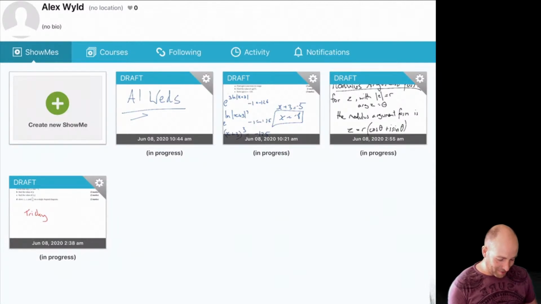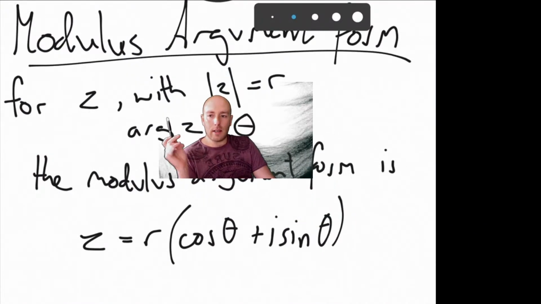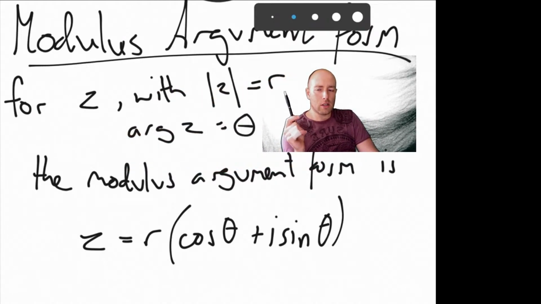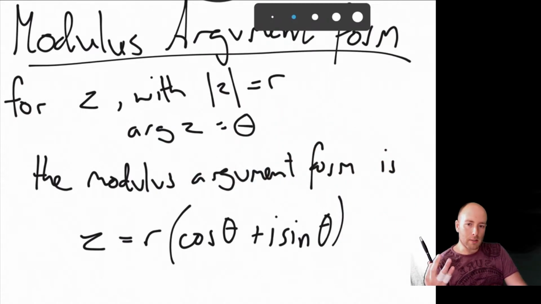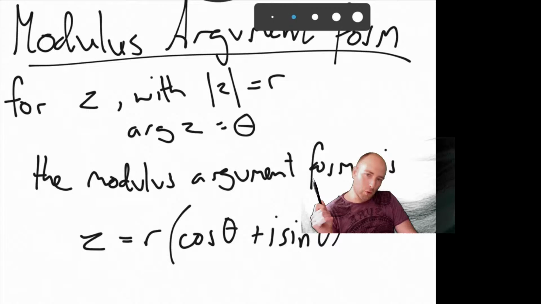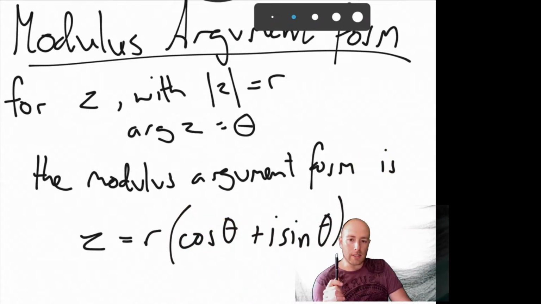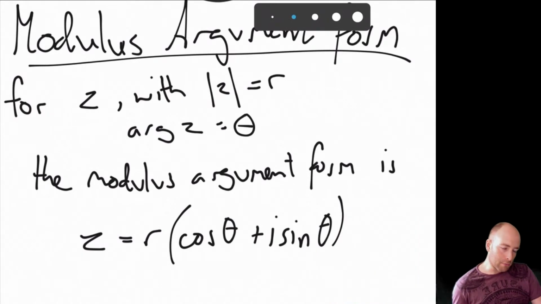So we can do modulus argument form. So the idea is we have a complex number z with modulus of z. So if we're going to call the modulus r, we're going to call the argument theta. There's a form we can write complex numbers in, which is called modulus argument form, and that form is z equals r cos theta plus i sine theta. The reasons why will be clear very soon, but could you guys for now write that down?